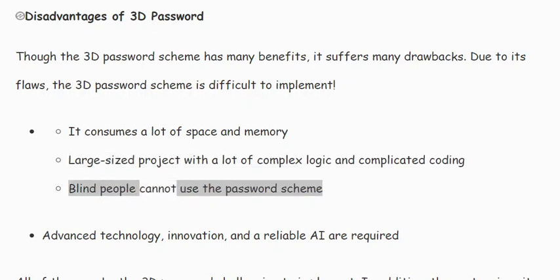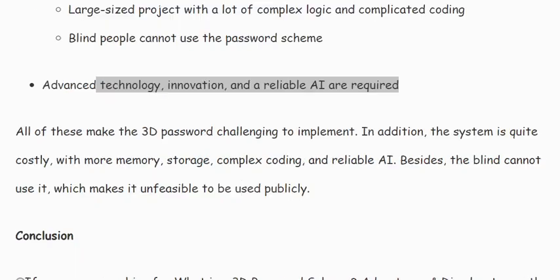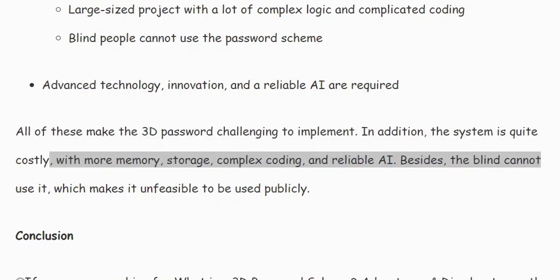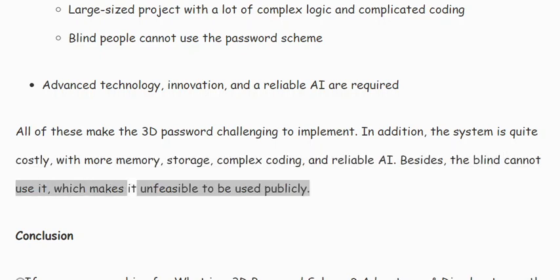Blind people cannot use the password scheme. Advanced technology, innovation, and a reliable AI are required. All of these make the 3D password challenging to implement. In addition, the system is quite costly, with more memory, storage, complex coding, and reliable AI. Besides, the blind cannot use it, which makes it unfeasible to be used publicly.